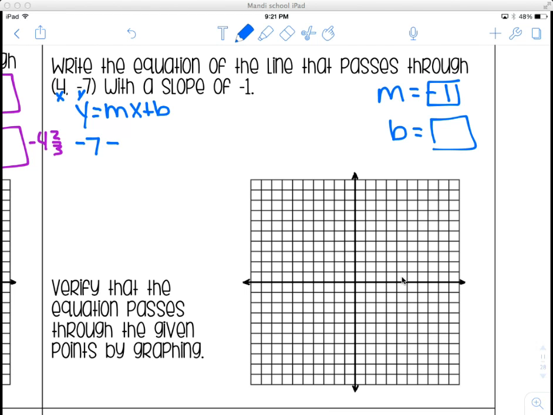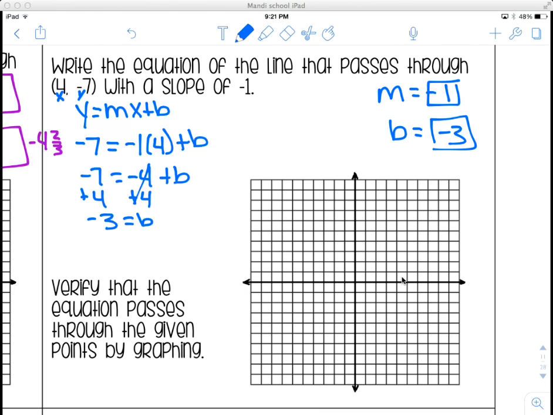So negative 7 equals negative 1 times 4 plus b. Negative 7 equals negative 1 times 4 is negative 4 plus b. Add 4 to both sides, so negative 3 equals b. So my equation is y equals negative 1x, and negative 1 is invisible when it's before the x, plus a negative 3, so we can just write minus 3.